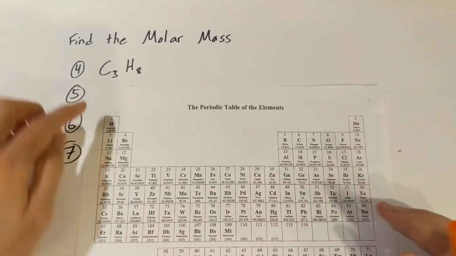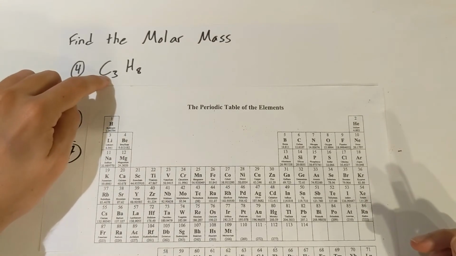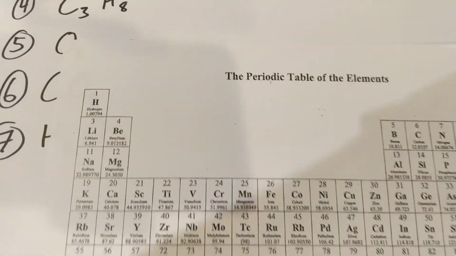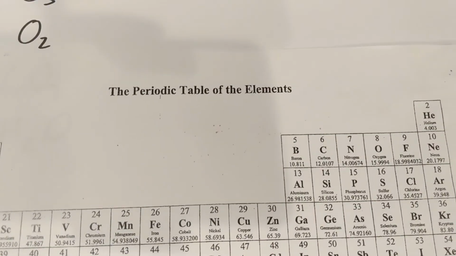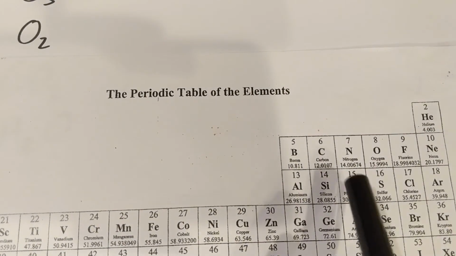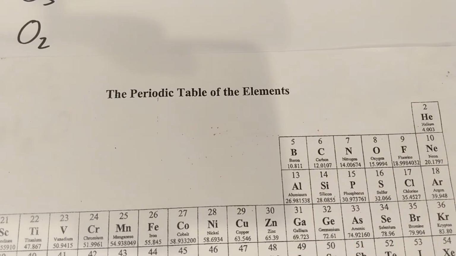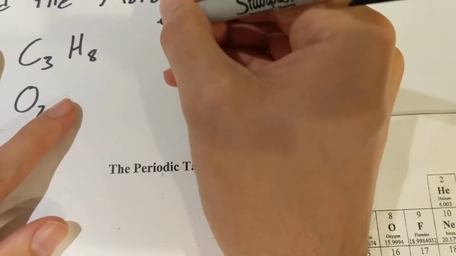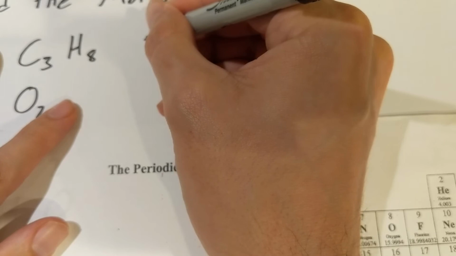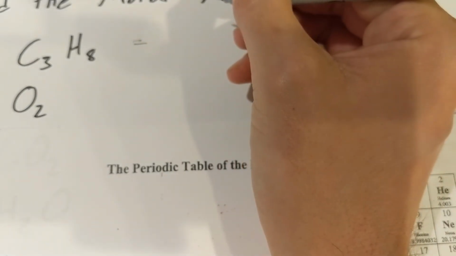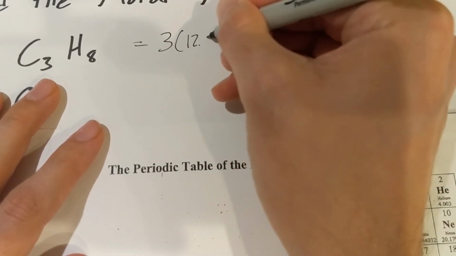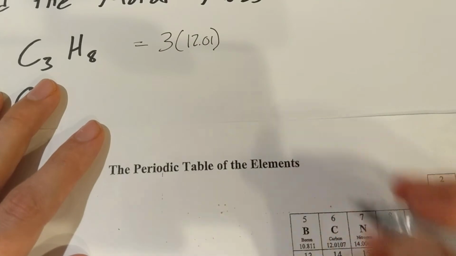Our first one, number 4, we're trying to get the molar mass of C3H8. That would be propane. So we need to find the mass of carbon and the mass of hydrogen. Let's zoom in here. The mass of carbon is about 12.01, and we have 3 of them, so we can multiply those together.